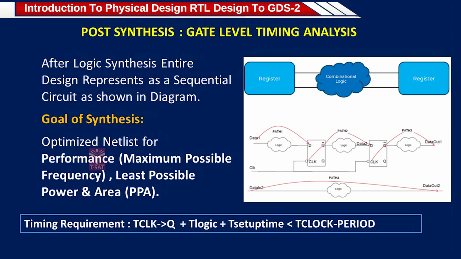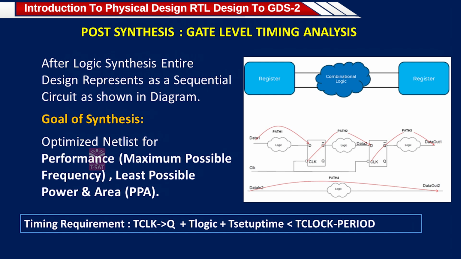We started with the design and then coded RTL. Now, it is in terms of gates, logic gates, digital gates. So, the output of synthesis is your gate level netlist. That is input to the next stages. After synthesis, the entire design is in terms of gates. In fact, the entire design is converted into a sequential circuit.